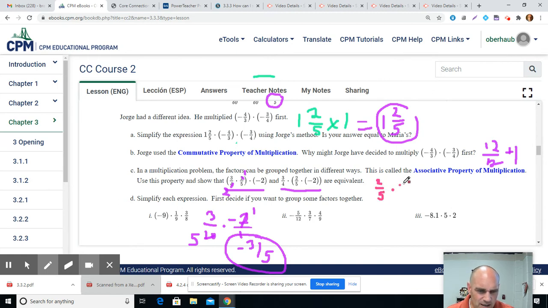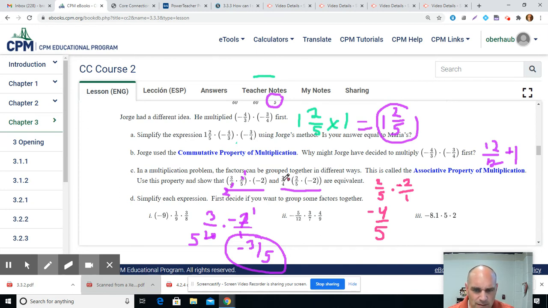times negative 2. That's a negative. Make this into a fraction by putting it over 1. Make that negative, that's better. Let's see, I can't cross cancel. So for this, I end up with 4/5. So multiplying these gives me 4/5. The signs are different, so it's negative. So when I did this parentheses here, I get negative 4/5.